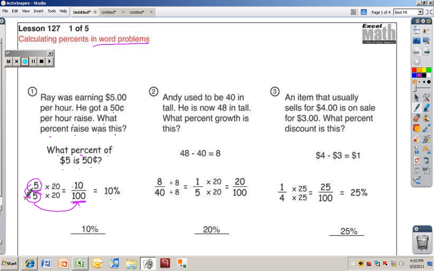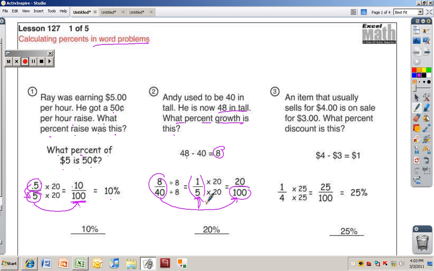Andy used to be 40 inches tall. He is now 48 inches tall. What percent growth is this? Well, he grew 8 inches, right? And so he grew 8 out of 40. Now you can reduce it first to 1/5, and then we can change it, because you can't go from 40 to 100, right? 40 times what? You can, but it's not quite that simple.